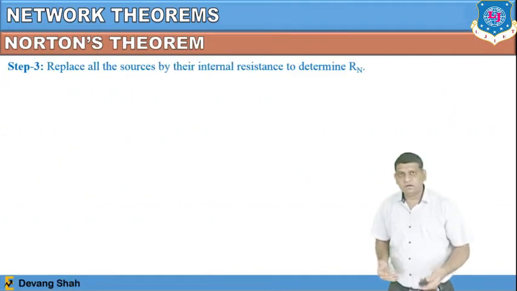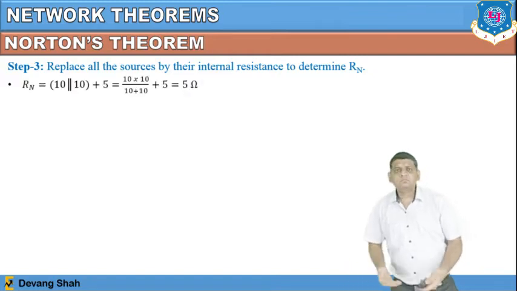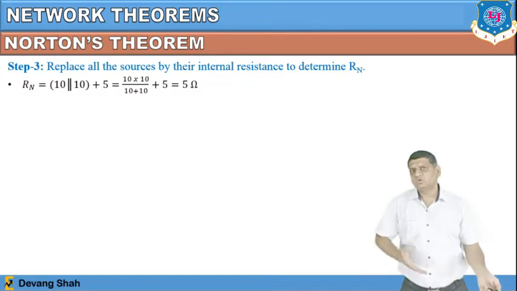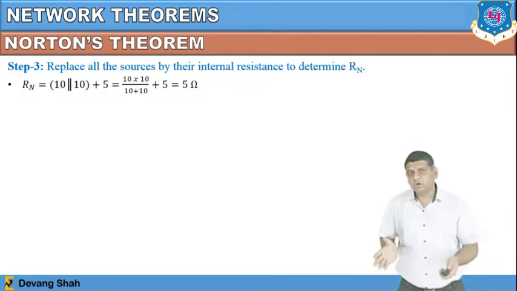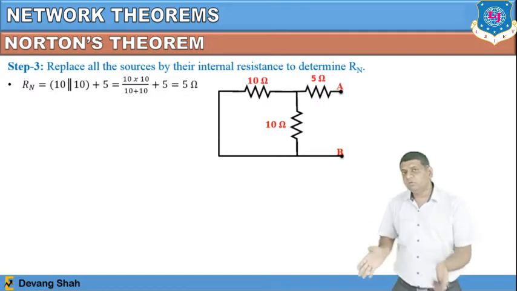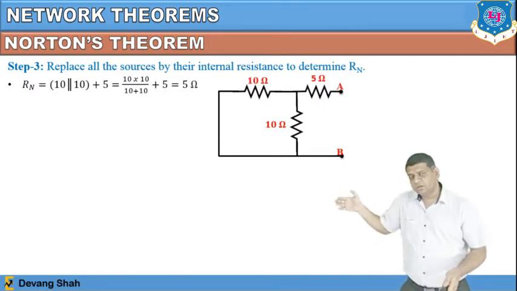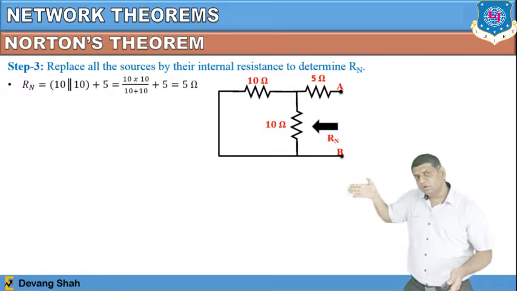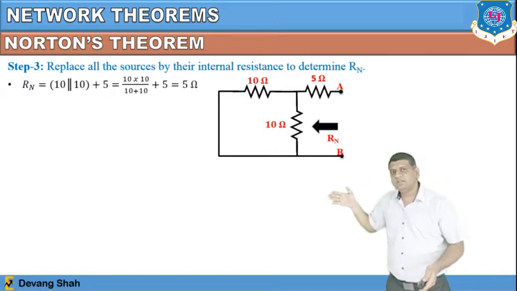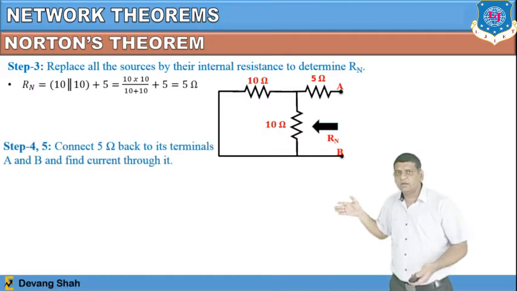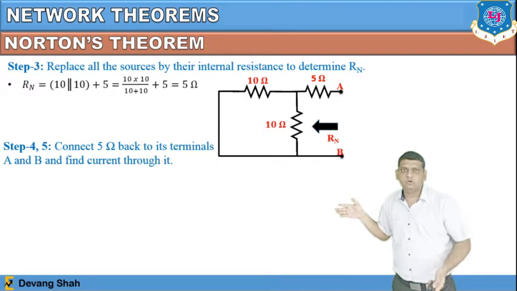My next job is to find the equivalent resistance RN. That RN you can find by making all voltage sources short and all current sources open. So in this particular network, you have to make the 120 volt short, right? That means you have to look from terminal A and B, and that's your equivalent resistance RN. So from here you can see that the 10 ohm and 10 ohm resistances are in parallel, with the 5 ohm resistance in series. So from that you can find RN, that value is 5 ohm.